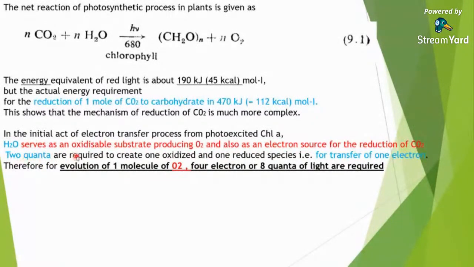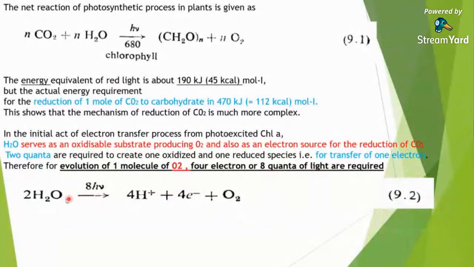Two quanta are required to create one oxidized and one reduced species, that is, for the transfer of one electron two quanta are required. For one electron it requires two quanta, which means for 4 electrons it will require 8 quanta. So for evolution of one molecule of O2, 4 electrons or 8 quanta of light will be required.